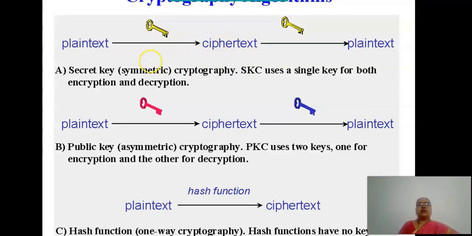As I said already, in the case of secret key cryptography, both encryption and decryption processes use the same key. So in that situation, the key must be shared secretly between the sender and the receiver. In the case of public key cryptography, two different keys are used, one for encryption, another one for decryption. And in the hash function, a mathematical function is used to convert plain text into ciphertext.